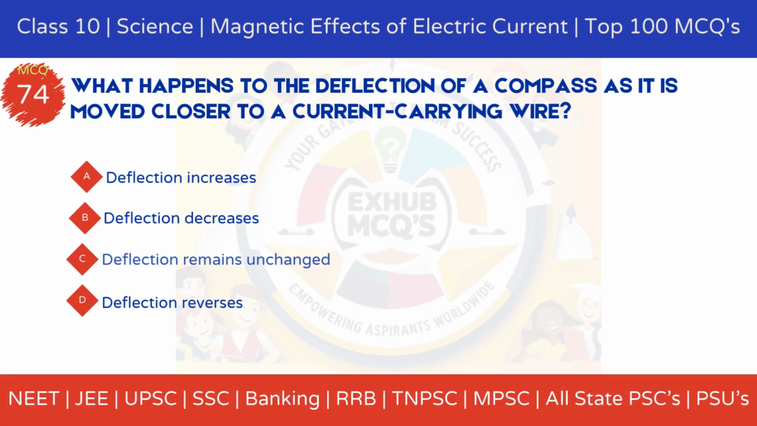74. What happens to the deflection of a compass as it is moved closer to a current-carrying wire? Option A, deflection increases. Option B, deflection decreases. Option C, deflection remains unchanged. Option D, deflection reverses.